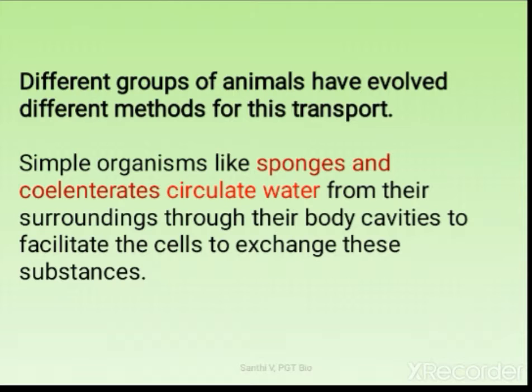Different groups of animals have evolved different methods for their transport. Simple organisms like sponges and coelenterates circulate water from their surroundings throughout their body cavities. Sponges have a canal system. The coelenterates have a central cavity, the coelenteron, inside which the water is circulated. They have a single mouth and anus, both the same opening, so water comes in and goes out through it, and circulates.